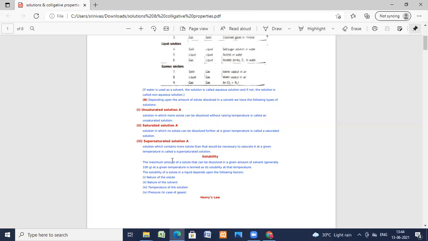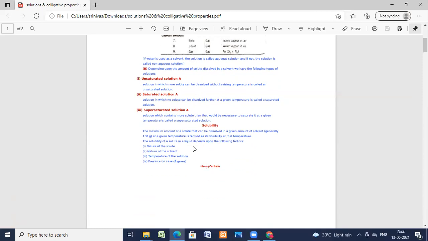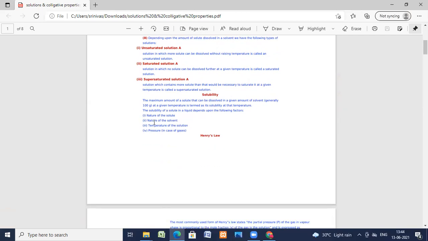Now, what is solubility? The maximum amount of solute that can be dissolved in a given amount of solvent at a given temperature is known as solubility at that temperature. If the solute content is more, that is a concentrated solution. If the solute content is less, that is a dilute solution. Solubility depends upon different factors: nature of the solute, nature of the solvent, temperature of the solution, and pressure.